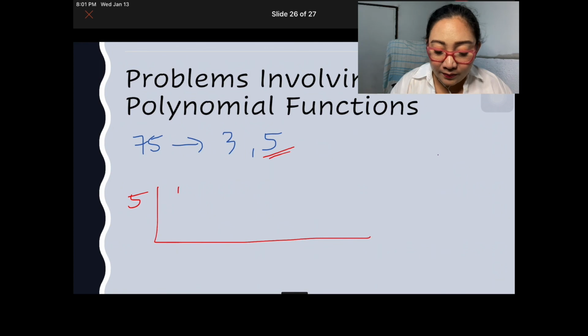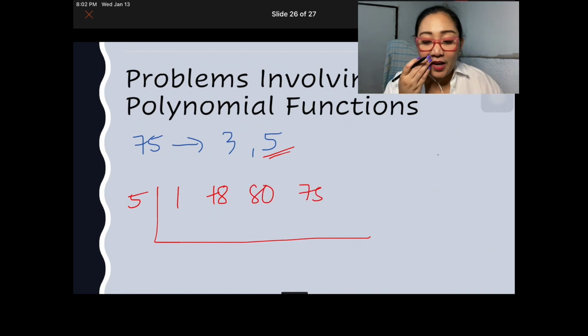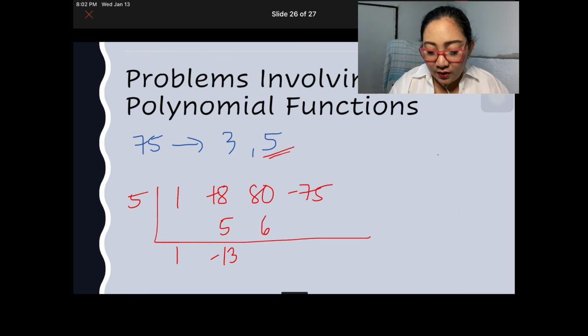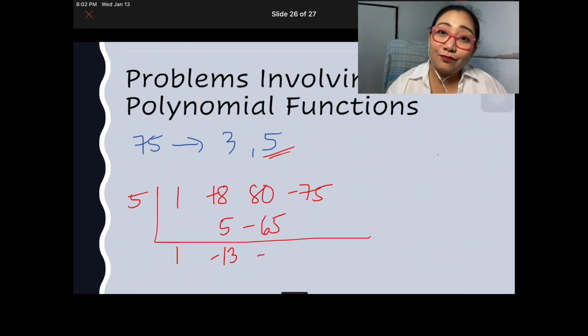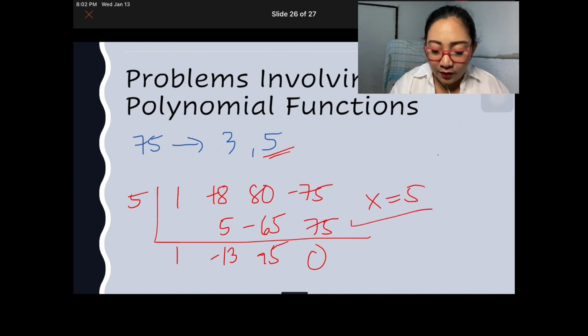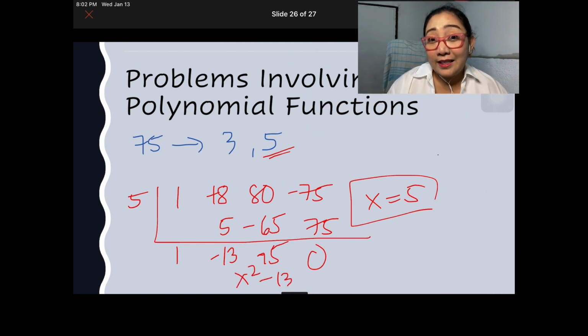So, 1, negative 18, 80, negative 75. Okay? So, synthetic division po tayo. 5, negative 65, 75. This will be 1, negative 13, 15, 0. So, we have proven that 5 is indeed a root. Looking at our depressed equation, pwede pa ba siyang i-factor? Hindi na. So, pwede na natin siyang i-ignore.